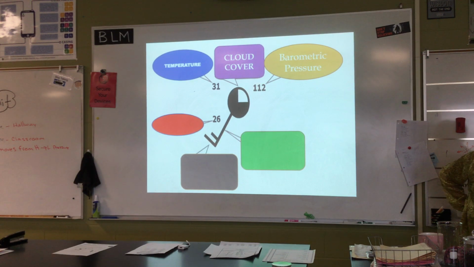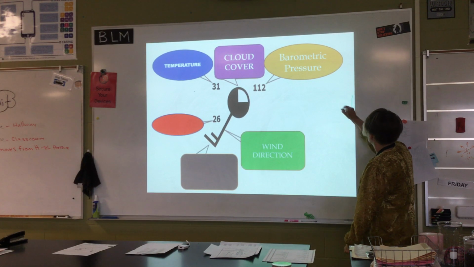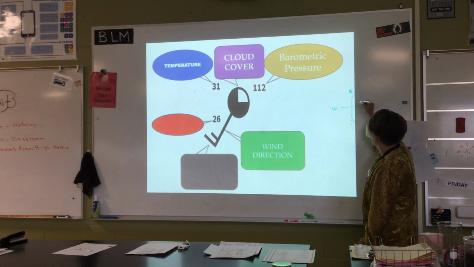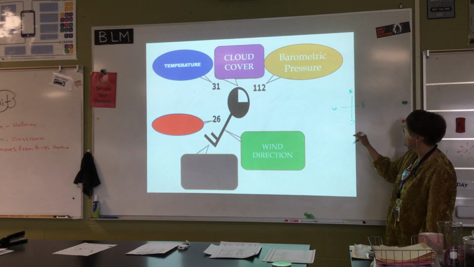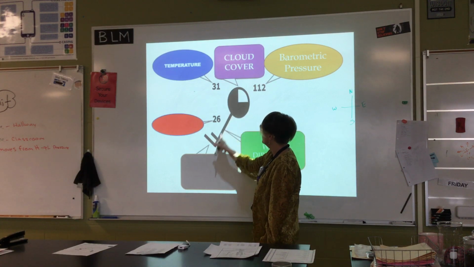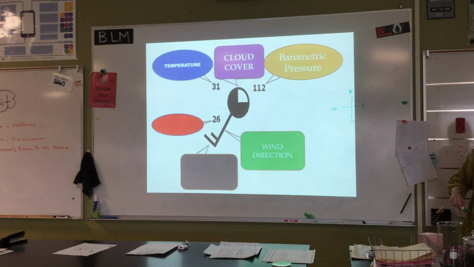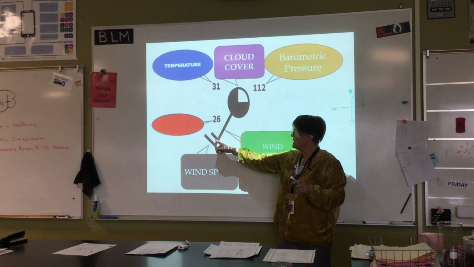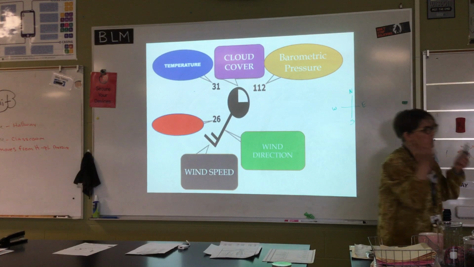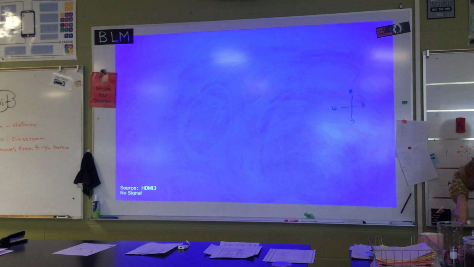This is the barometric pressure. This is the wind direction, and we always say it's coming out of the. So if this was our compass, north, south, west, east, we would say the wind is coming out of the southwest, because it's going here. It always goes into the station model. What's next? Oh, this is the wind speed. If you have more of these little doohickeys at the end, the faster the wind is.